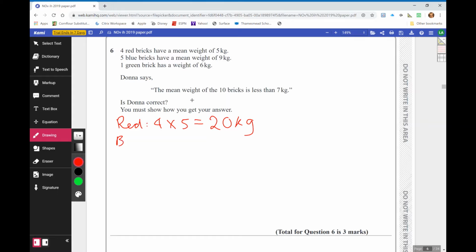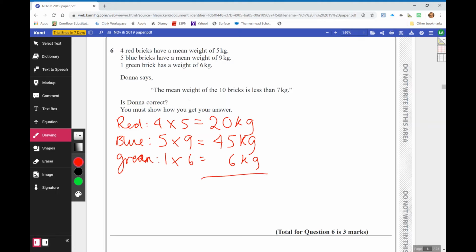All my blue bricks, there's 5 of them, and they have a mean of 9. Hopefully you can see why that is, because with a mean, you add all the weights together and then divide by how many they are. So that's why if you times it by the mean, you get back to the total value if you had just added them all up. Because you don't know, there could be mixed weights in these. They might all be 9 kilograms, but they might not. They average out. Then 1 times 6, obviously 6.